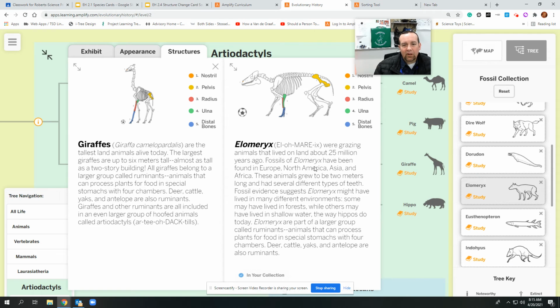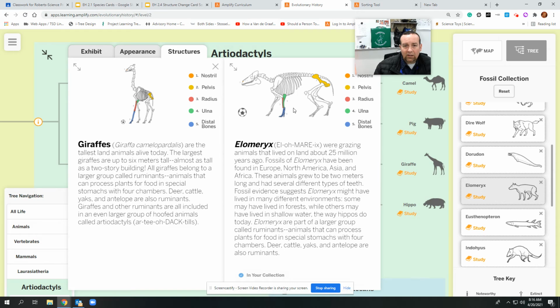So here's an Elamirax. They were around 25 million years ago. They've been found in Europe, North America, Asia, and Africa. They grew to be 2 meters long and had several different types of teeth. They might have lived in many different environments. Some lived in forests while others lived in shallow water, the way hippos do.